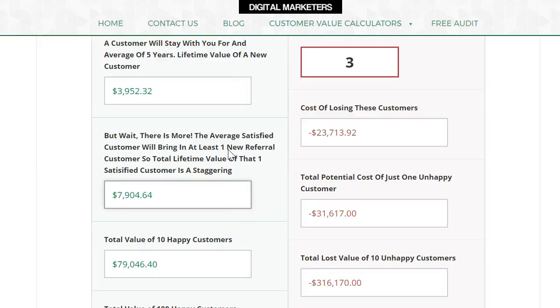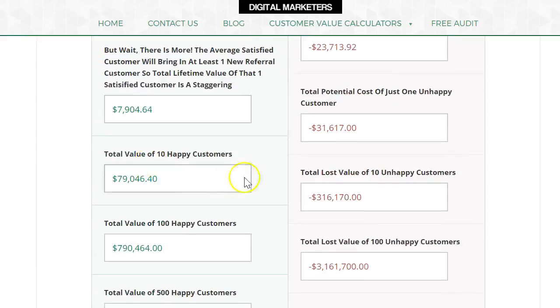They may talk to 5 to 10 others, but one will stick, and we're not even including the one-time value from those 5 to 10 other people that they bring in that maybe it doesn't suit their taste. And we're being conservative here and just saying only one of them sticks. So that number gets doubled, and it goes up to $7,904.64 for one happy customer.